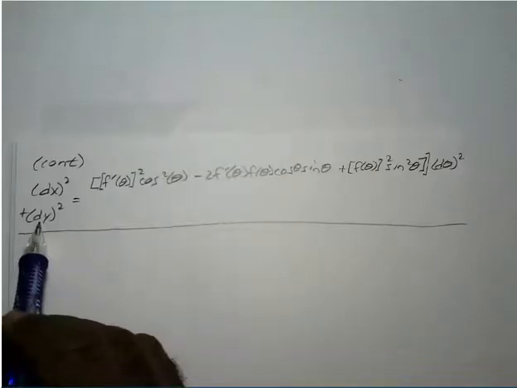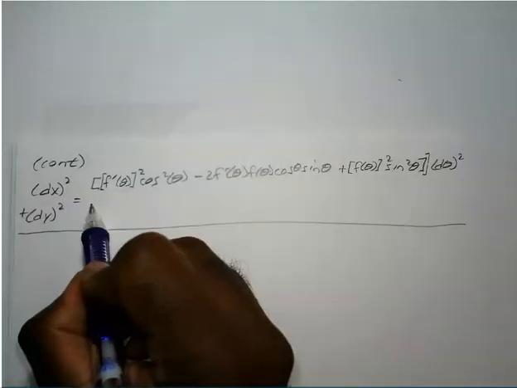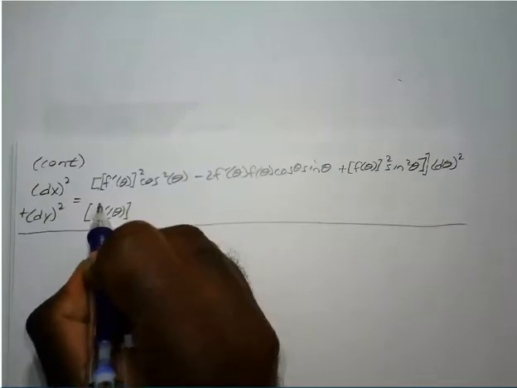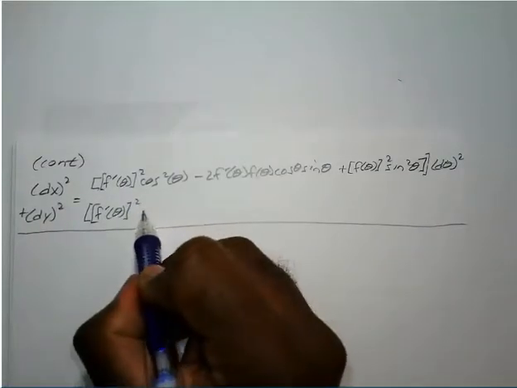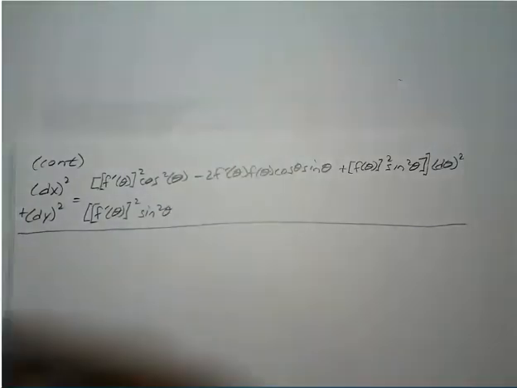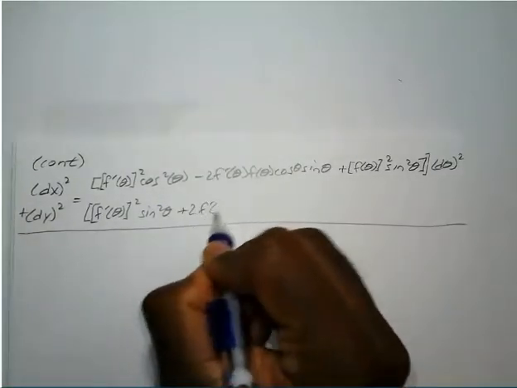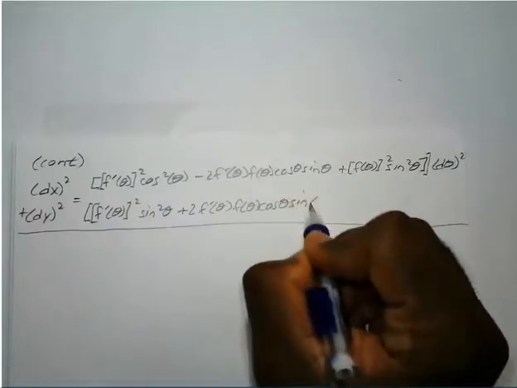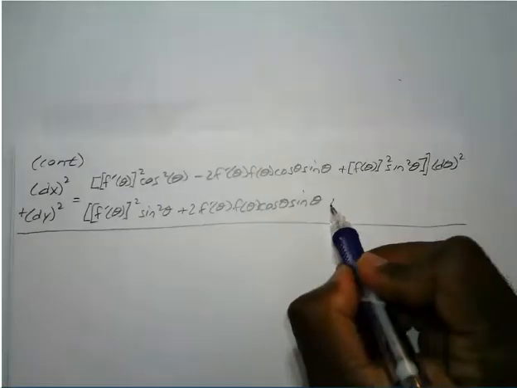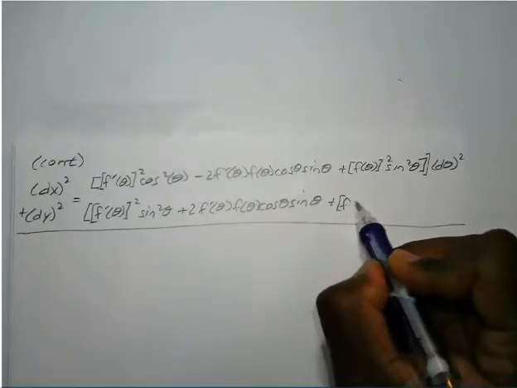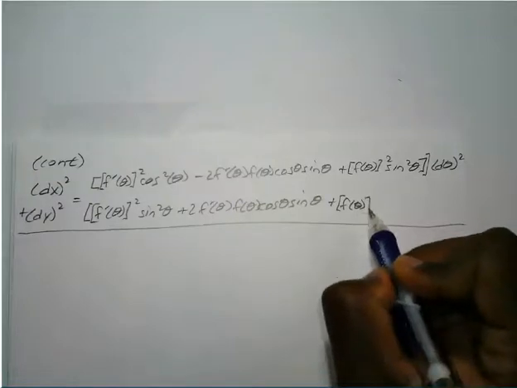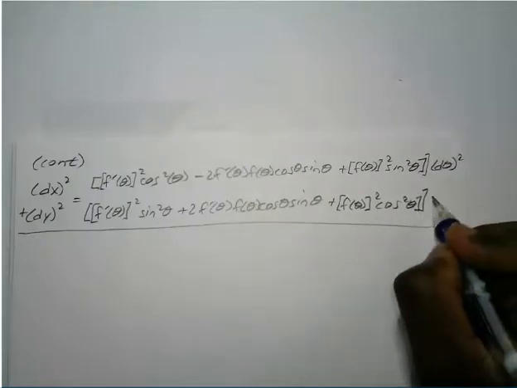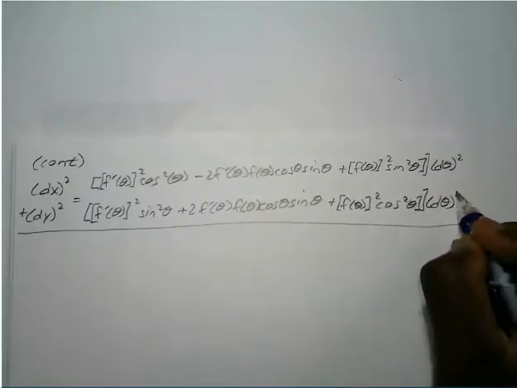Okay, same thing with our dy squared. We'll end up with f prime of theta squared sine squared theta plus 2 f prime of theta f of theta cosine theta sine theta plus f of theta squared cosine squared theta, and again we have our d theta squared.